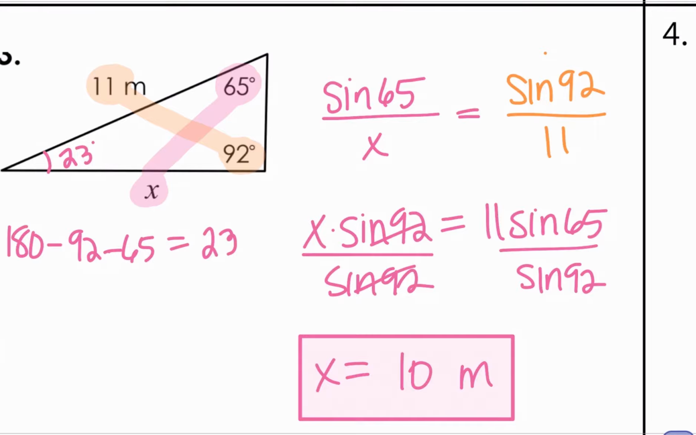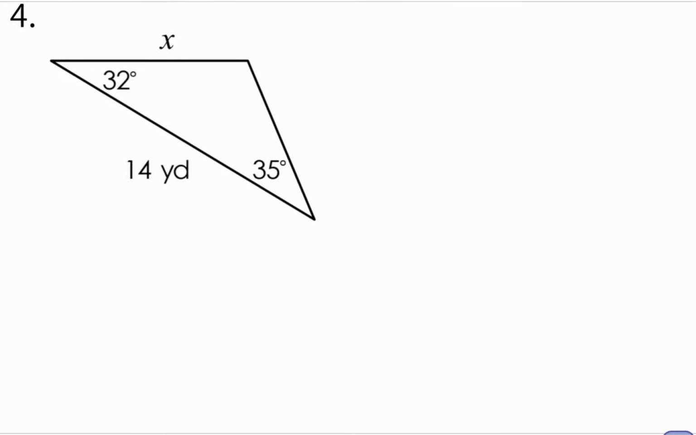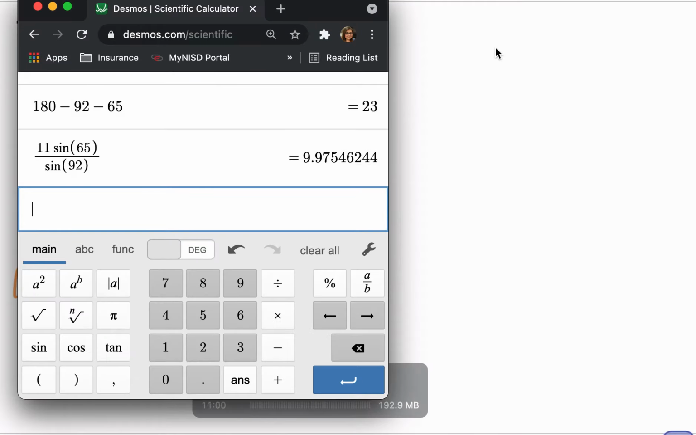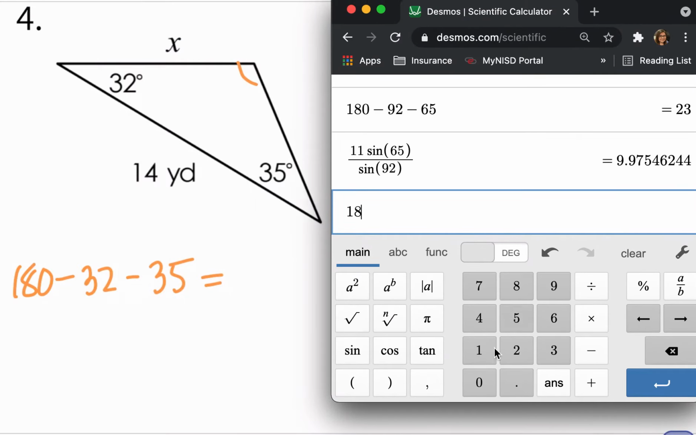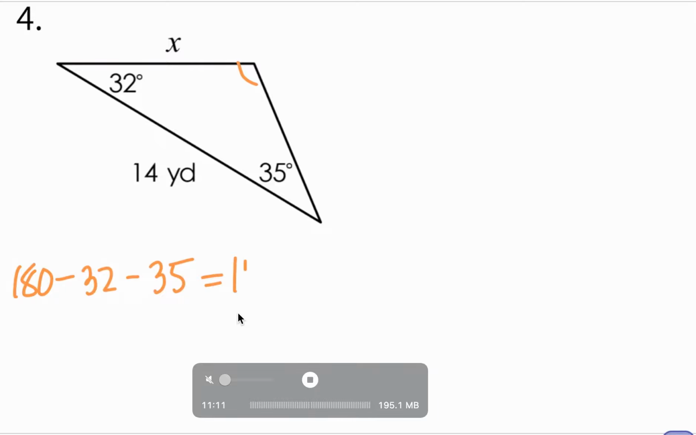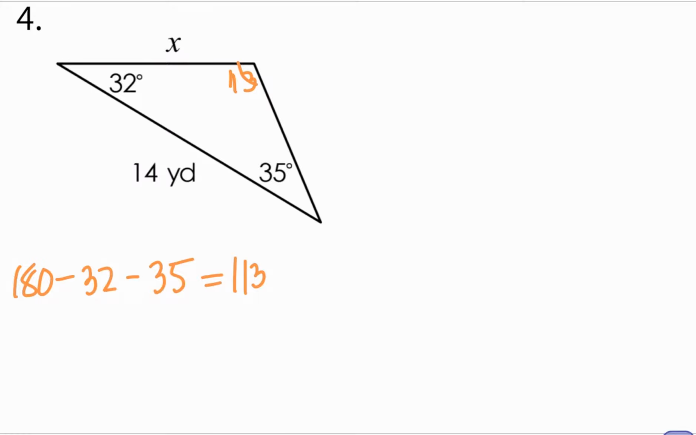Okay, another triangle. So let's first find that missing angle right here. So 180 minus 32 minus 35 is equal to 113. Okay, now we're trying to find x. And if you go to the opposite angle, it's at 35.